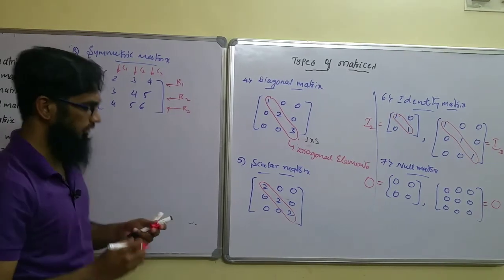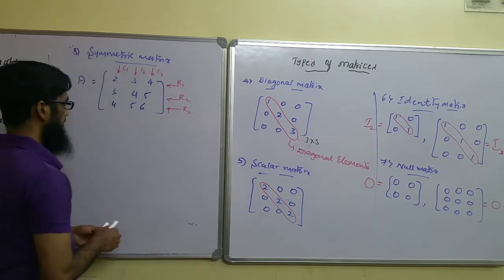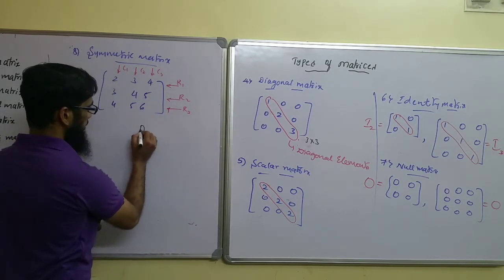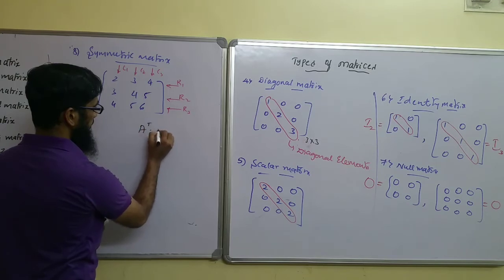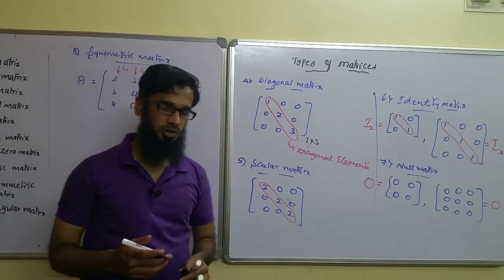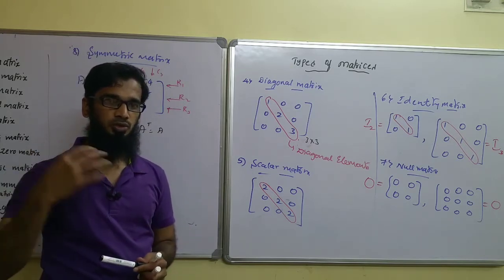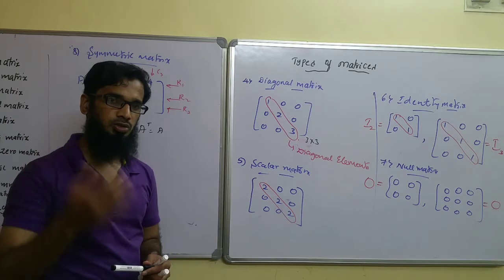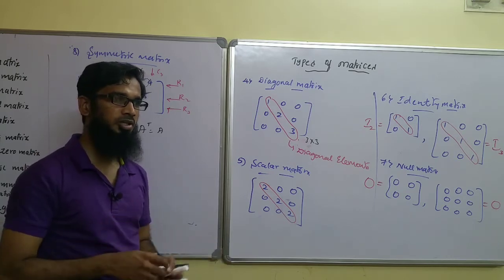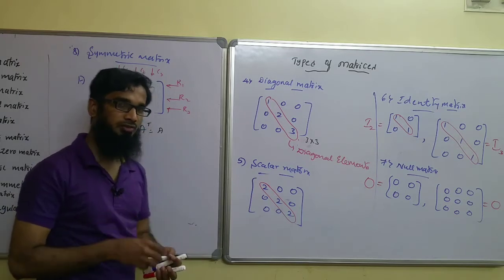The symmetric condition is that the transpose of matrix A is equal to A. Transpose means I have to interchange the rows to columns or the columns to rows, so that the original matrix stays the same, meaning both are equal.